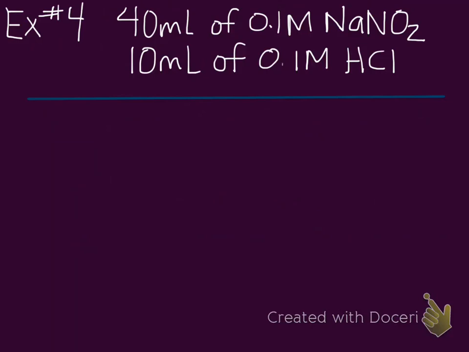It's very important when you have a buffer to determine what you have and to figure out what you need to do to solve the problem before you actually really start diving into the numbers. So let's take a look at the two chemicals that we are mixing together. So we have here a salt, and we know that Na is going to be a spectator ion, and so we're going to be left with NO2. So this would be a basic salt, so a salt that contains a conjugate base.